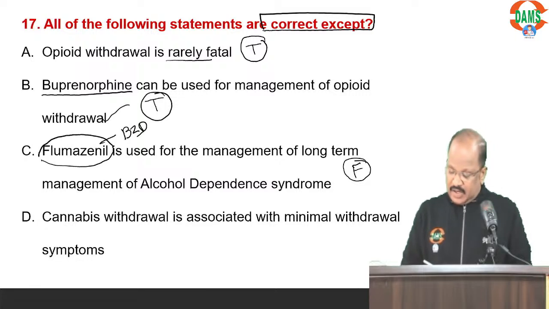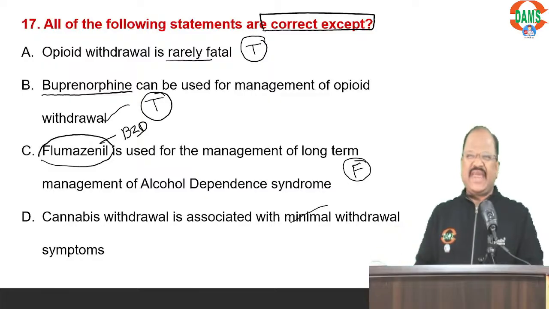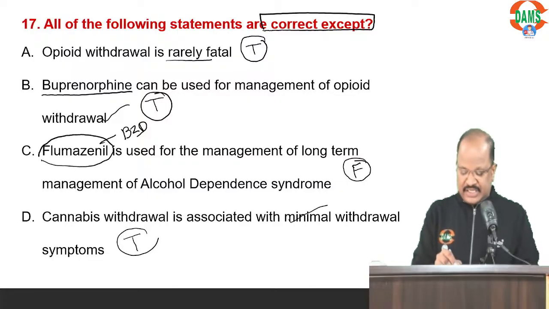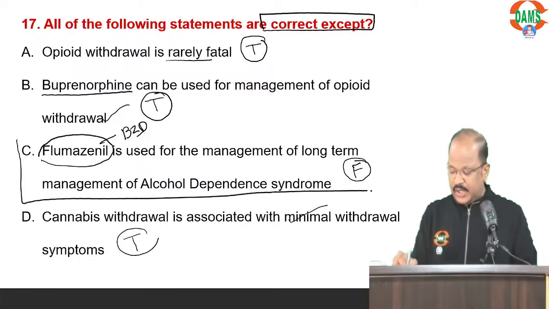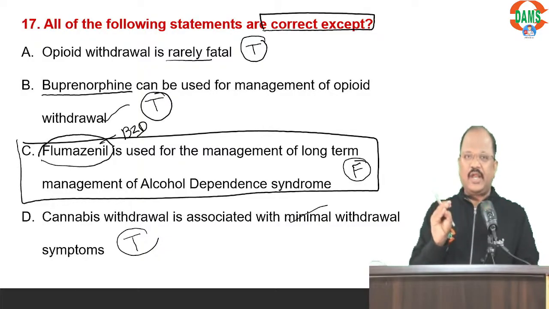Cannabis withdrawal may cause minimal withdrawal symptoms. Yes, they may cause agitation, exhilaration. Some withdrawal symptoms are there. So true statement. So the right answer for the question is option C. Flumazenil is not useful for this case. Flumazenil is mainly for benzodiazepine poisoning.